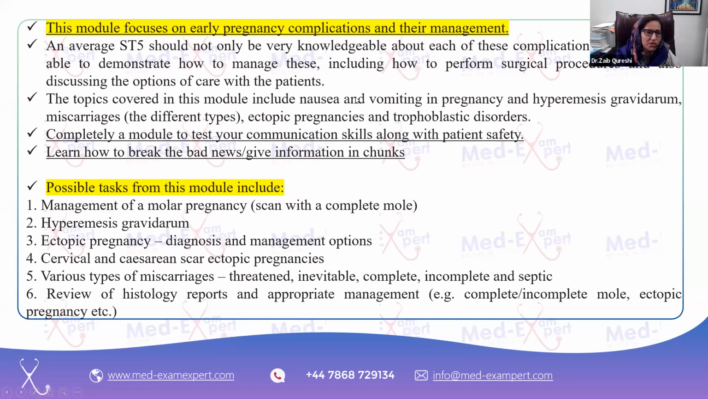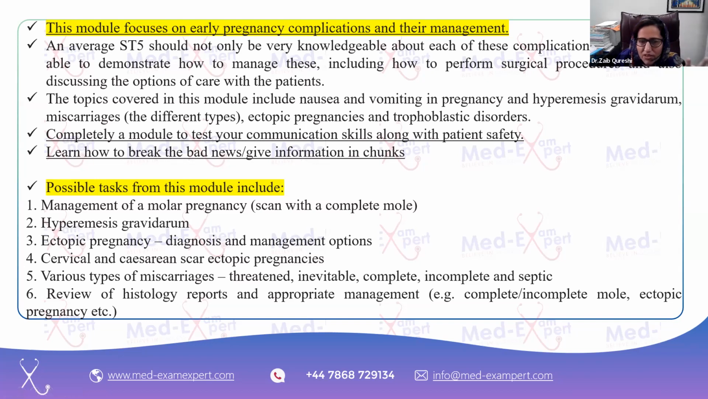What RCOG expects from you, as a specialty trainee, is that you should be very knowledgeable about each of these complications, but also able to demonstrate how to manage them, including how to perform surgical procedures and discuss the options of care with the patients. This is very important clinically in terms of management, as well as counseling. The topics covered in this module are very important because you are going to be dealing with early pregnancy.